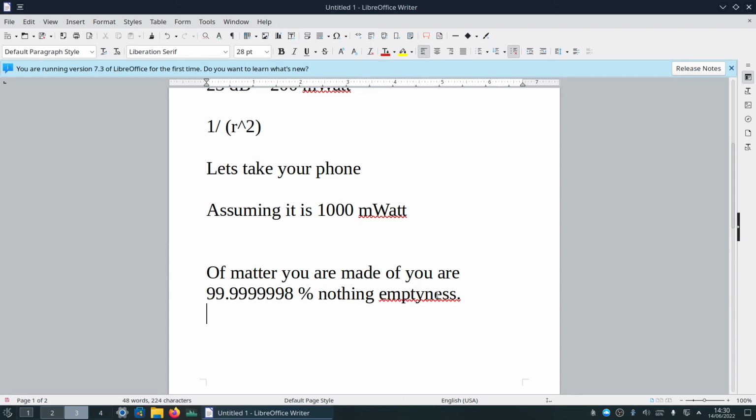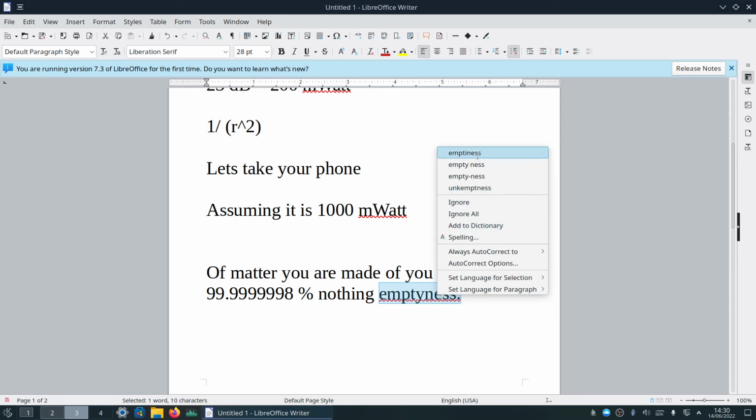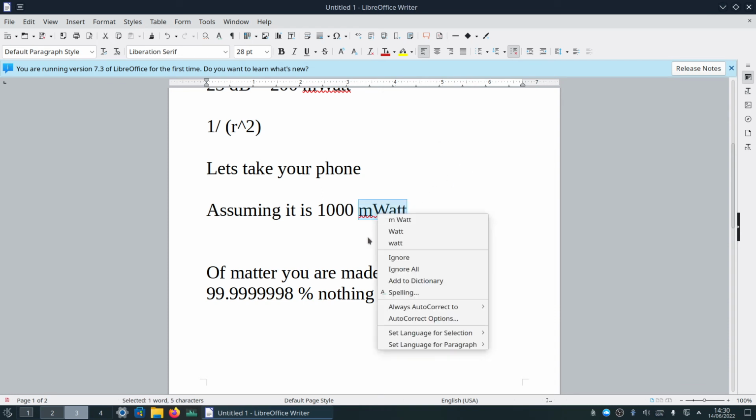It wants to autocorrect again. Emptiness.